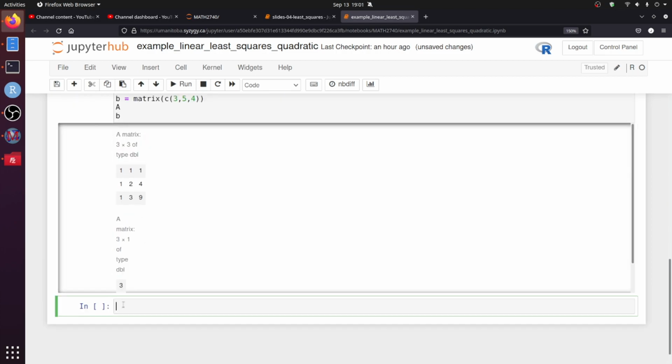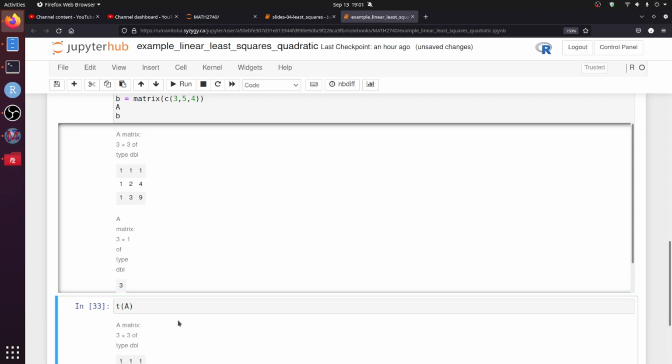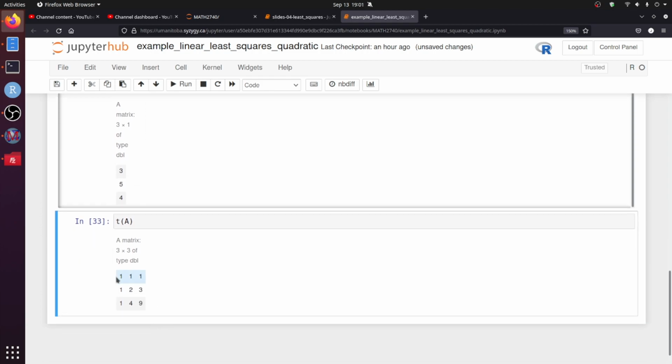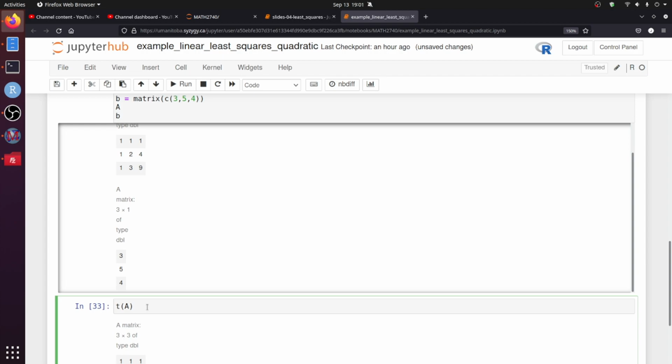Okay, so I'm going to take A transpose A. Transpose in R is obtained by going t of A. If I just do t of A, I get the matrix A transposed. 1, 1, 1 is the first row, 1, 2, 3 is the second row, 1, 4, 9 is the third row. Now, I remind you also that proper matrix products in R, not entry by entry products, are obtained by going percent times percent.